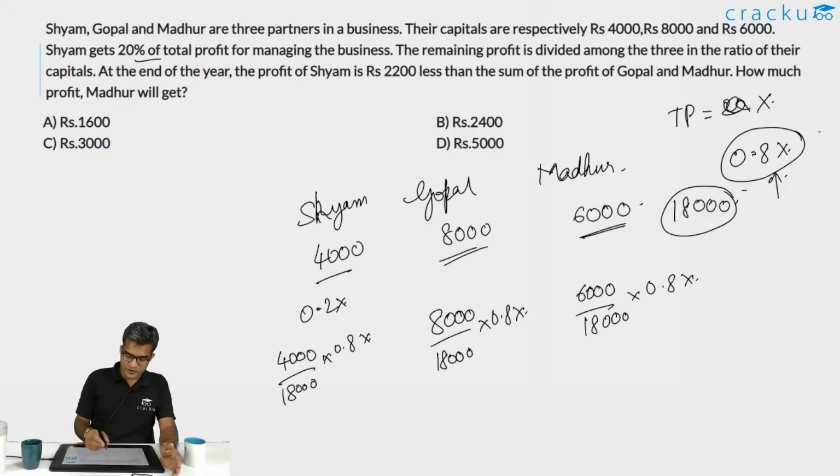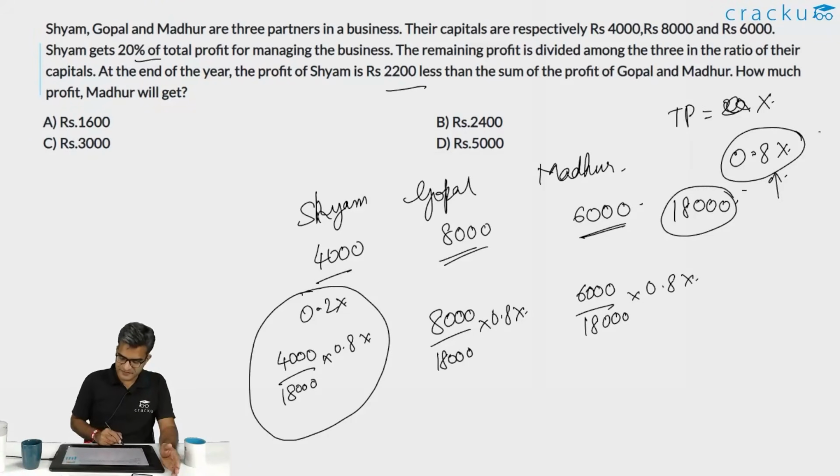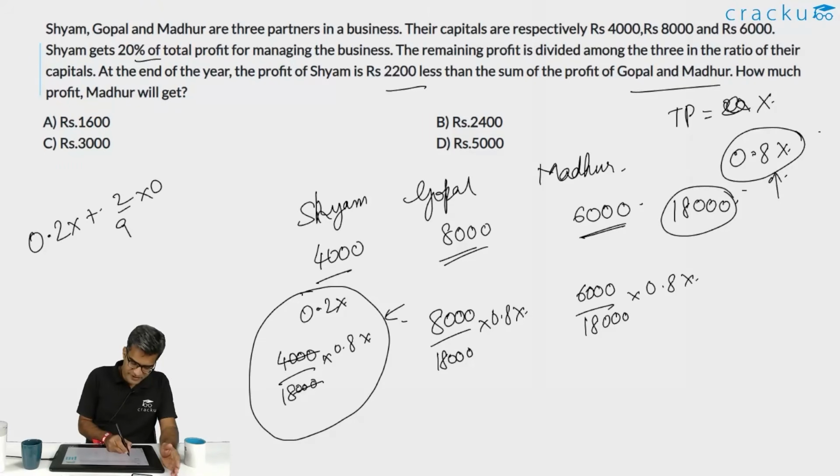We are told that the profit of Shyam is 200 less. So the total profit of Shyam is less than the sum of the profits of Gopal and Mathur. What is the total profit of Shyam? The total profit of Shyam is 0.2x plus, you can cancel this, this is 2 by 9 into 0.8x, which is 0.2x plus 1.6x by 9. This is basically equal to 3.4x by 9.